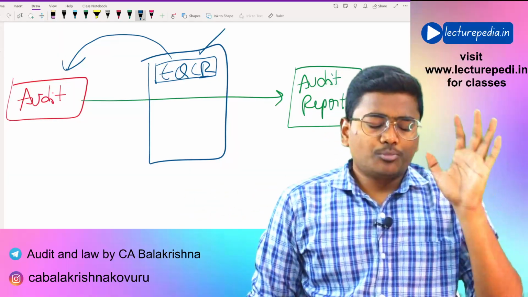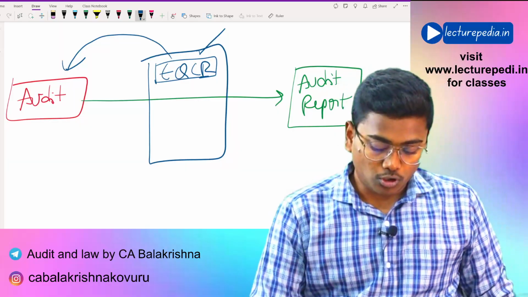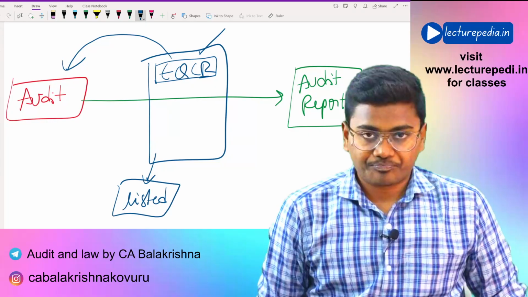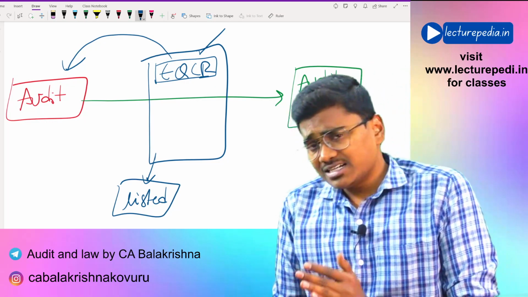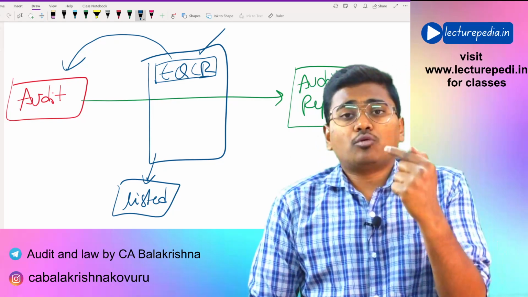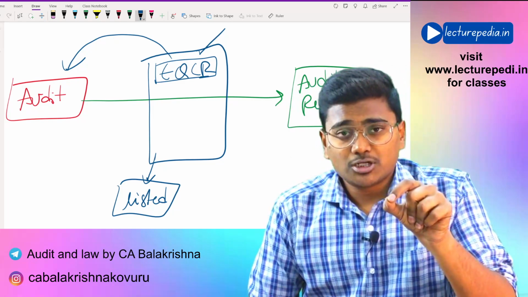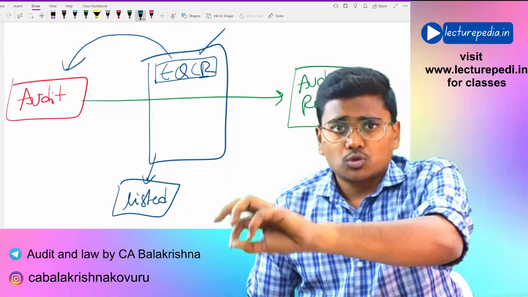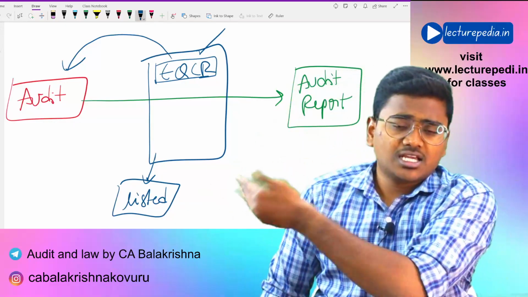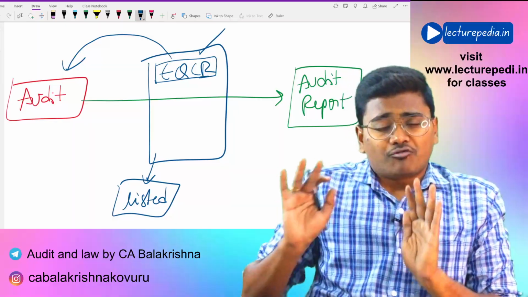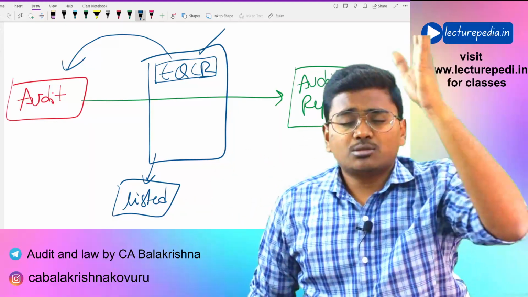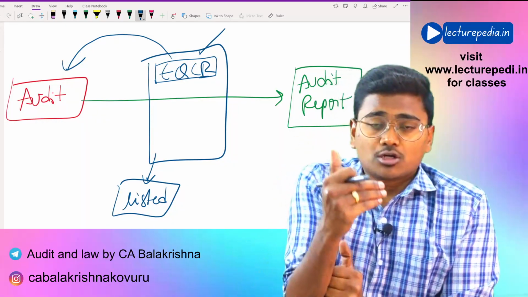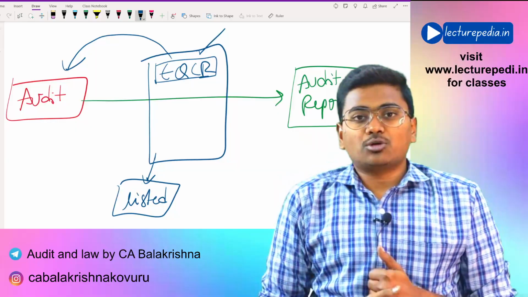Now, the important points related to this engagement quality control review are: it is mandatory for all listed entity audits. For unlisted entity audits, if the firm's system of quality control has a specific requirement to conduct engagement quality control review for unlisted entities, then for those entities you have to conduct this review. Otherwise, for listed entities, whether your firm's system of quality control has a requirement or not, you must appoint an engagement quality control reviewer, and you should conduct this review.